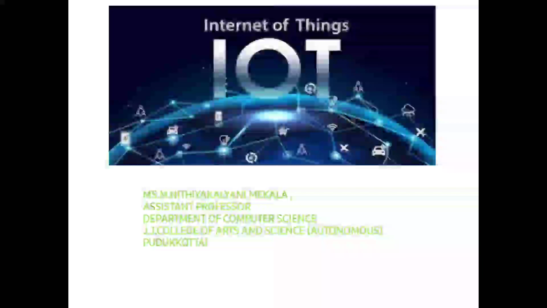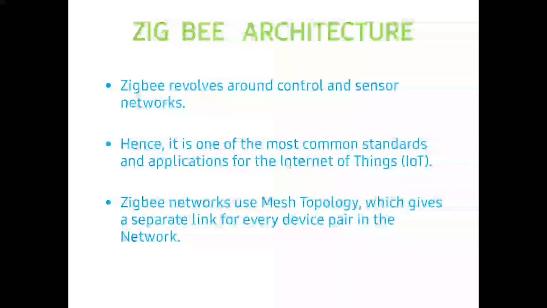Today we see about the Internet of Things concept of ZigBee architecture. What is ZigBee? It is a standard-based wireless technology. It is developed to enable low-cost, low-power wireless machine-to-machine and Internet of Things networks. ZigBee revolves around control and sensor networks. It is one of the most common standards and applications for the Internet of Things. ZigBee networks use mesh technology, which gives a separate link for every device pair in the network.